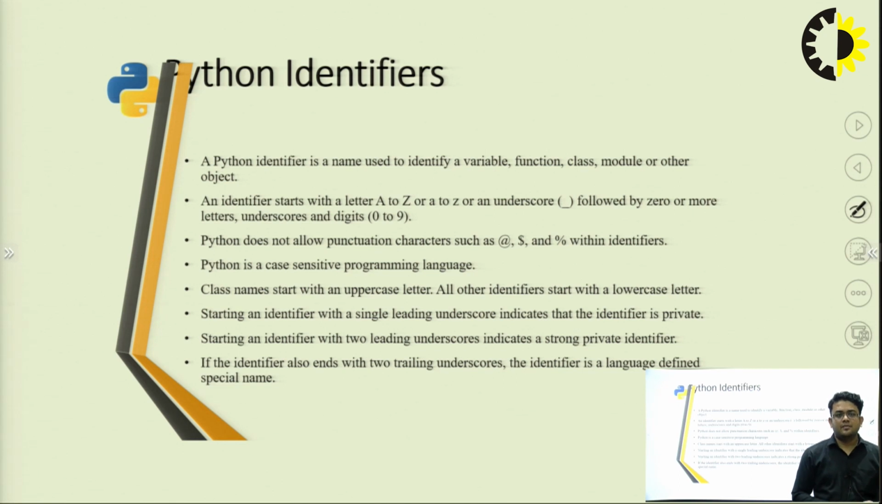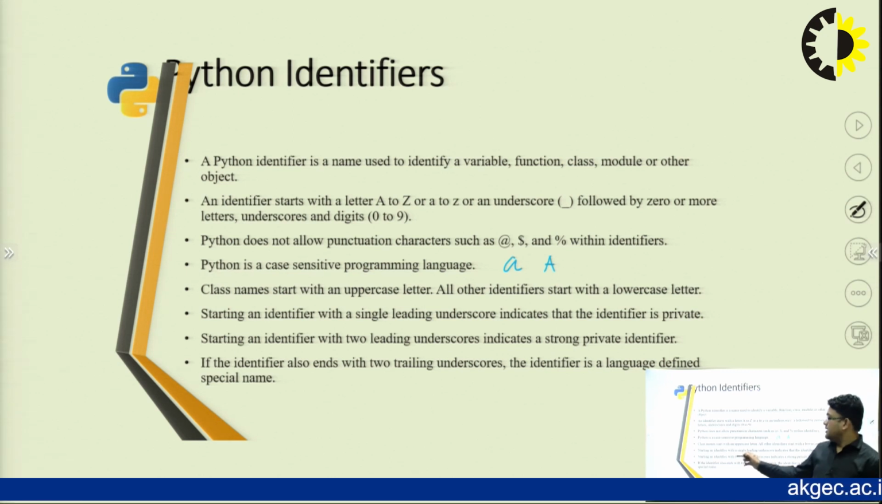Python is a case sensitive programming language. Case sensitive means small letters will be treated as small and capital letters will be treated as capital. Both are different. Small a and capital A are treated as different names by Python. Class names start with an uppercase letter, all other identifiers start with a lowercase letter. So if we want to declare a class name in Python, the first letter should be uppercase, means capital, and other identifiers start with a lowercase letter.